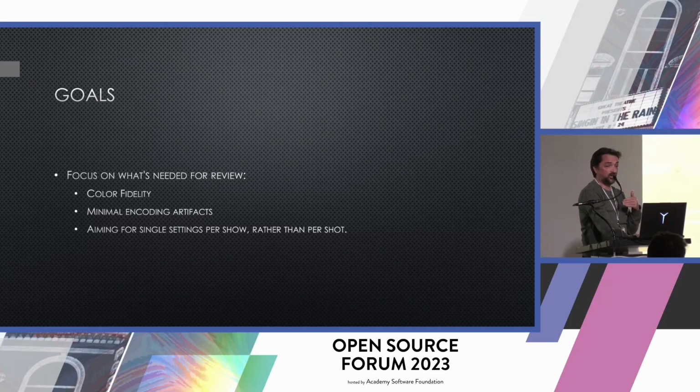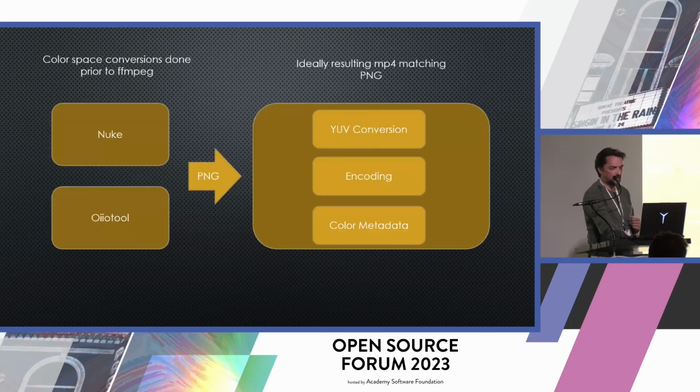So what we're trying to do with this is come up with some good standards. If I'm trying to do a review, the things I really care about are what the color fidelity is. I don't want the color to drift. I want it to be as close to the original as I possibly can. I want to minimize encoding artifacts, and I'm not trying to make some beautifully, minimally IO intensive thing. If I can pick some beautiful standard that works for a whole show, that makes my life easier, and that's what I'm aiming for.